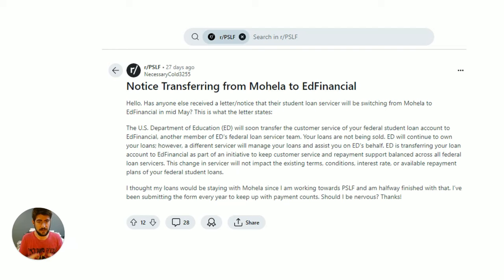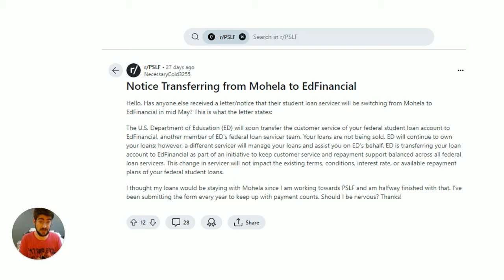So this is affecting about 1 million people. Now there's like 40-ish million student loan borrowers, right? So MOHELA is supposed to have around 10 of them. So this is affecting a minority of borrowers, but it is impacting borrowers. Now you might say, well, I moved my loans to MOHELA because I wanted to get PSLF. Well, the deal there is, you can still get PSLF if they move you over to Ed Financial. It's just that MOHELA will no longer be the PSLF servicer anymore.